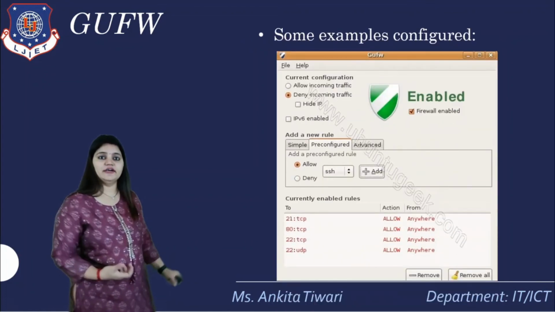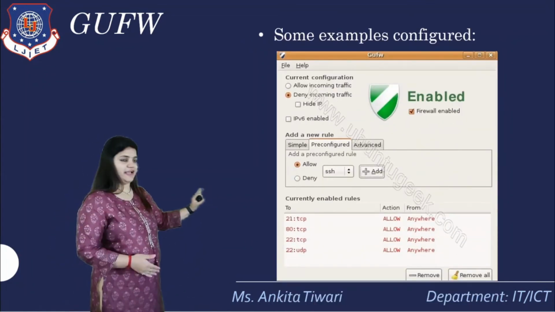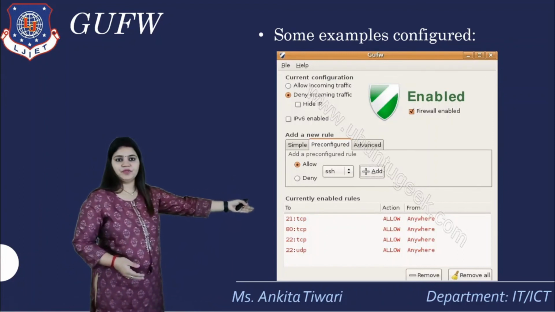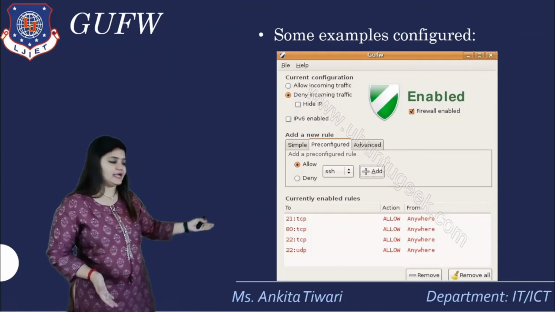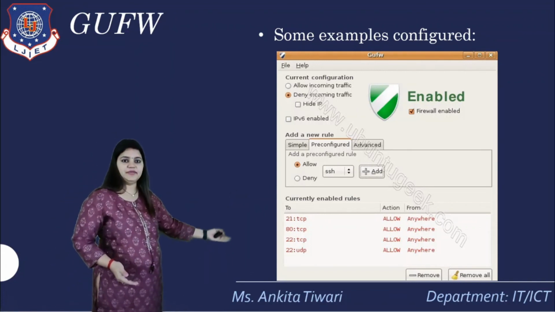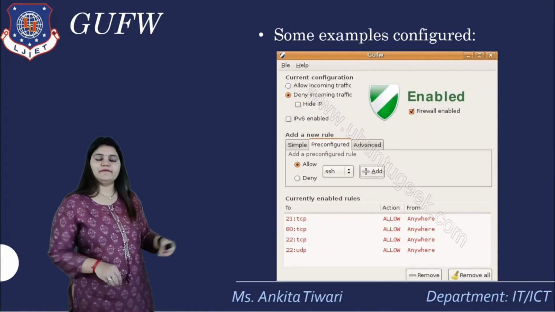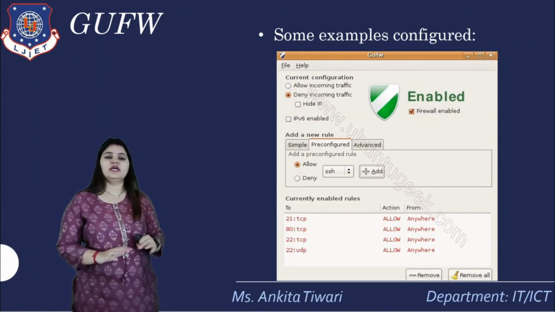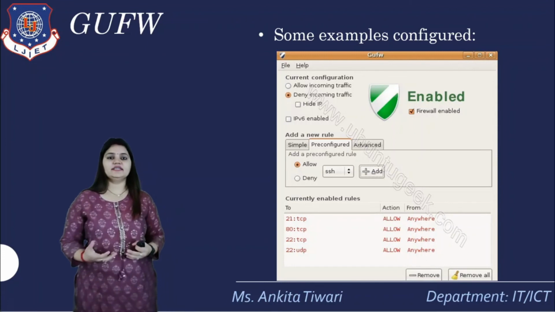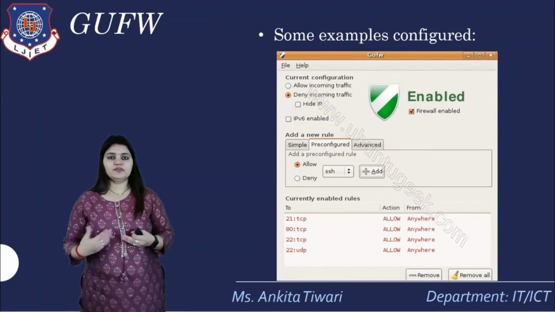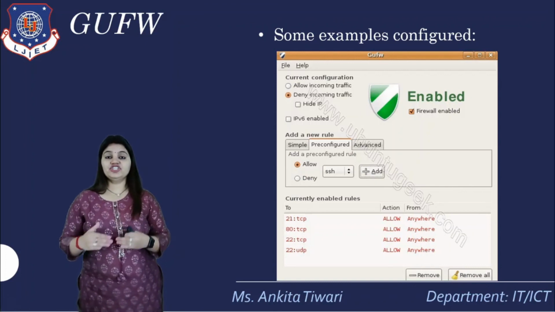As you can see here, I have given an example: allow SSH. See here that there is a list, and TCP is allowed. These are the things we can do, and this is very easy because it's graphical. You can do it by reading it, as it's in a human readable form. So basically this is GUFW.